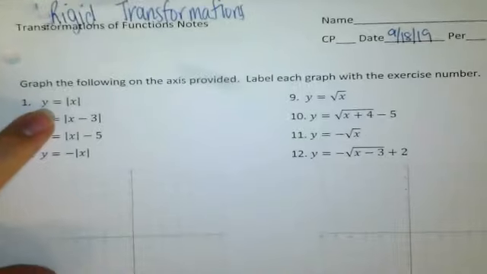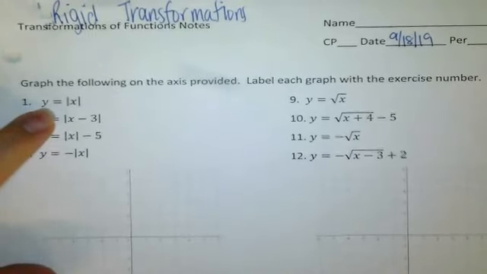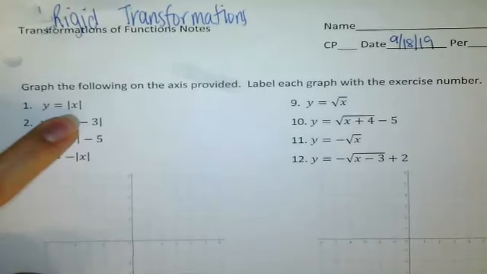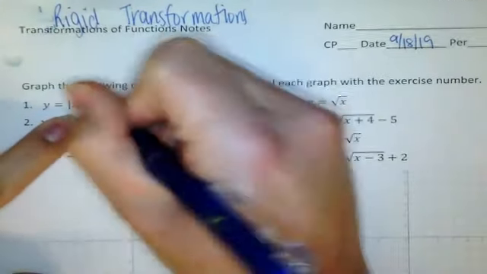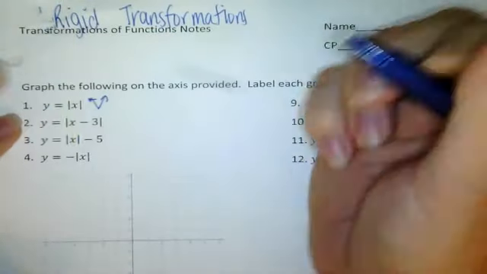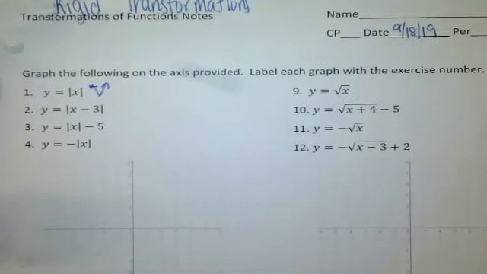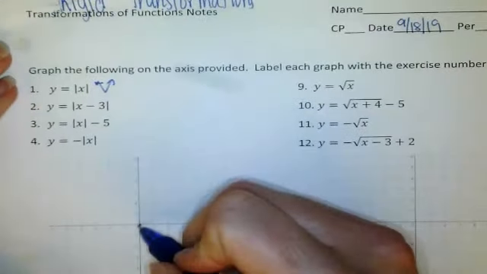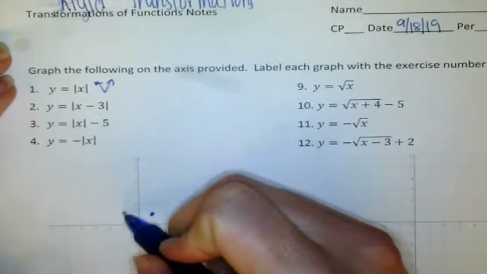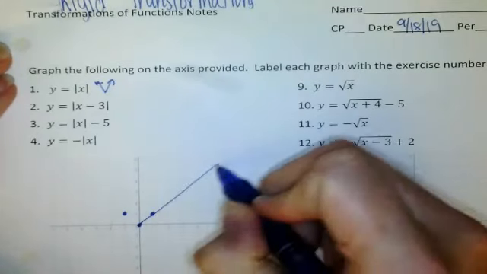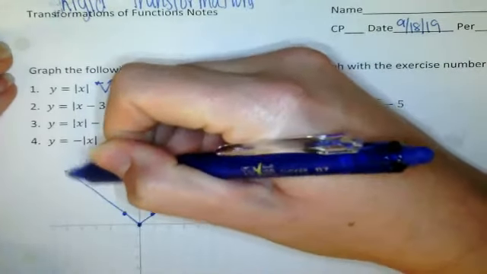So number one, y equals the absolute value of x. This is our parent function. What shape is our parent function? A V, absolute value V. And if you'll remember from yesterday, that parent graph started at 0, 0 and goes to the points 1, 1 and negative 1, 1. And so this is our first graph, our absolute value V.